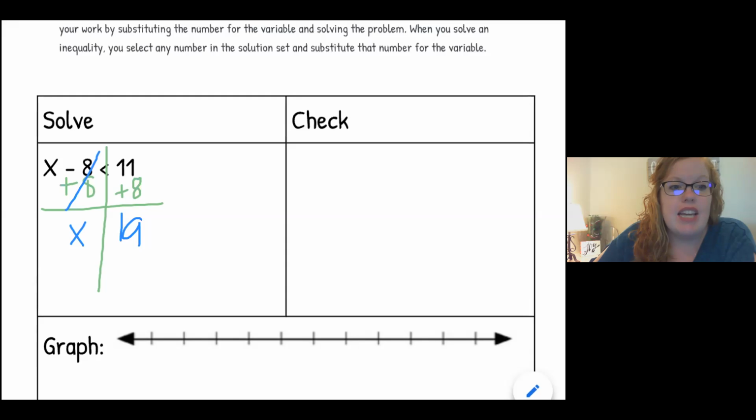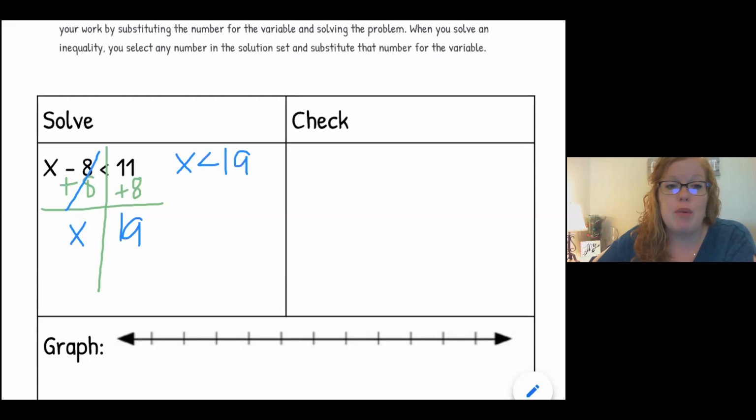Now, instead of writing x equals 19, you're going to write x is less than 19. You don't change the symbol on these problems. There will be something when you get to multiplication and division that you'll have to do. There's a little trick, but for now, you just bring it down with it. So what does this mean? This means that any answer that is less than 19 is going to be a good answer.